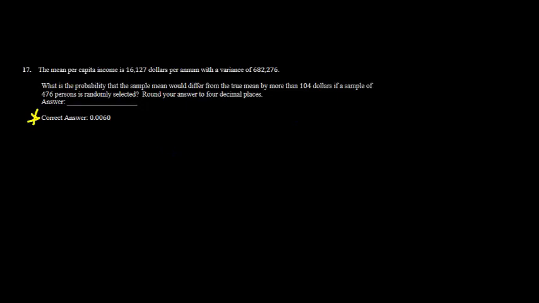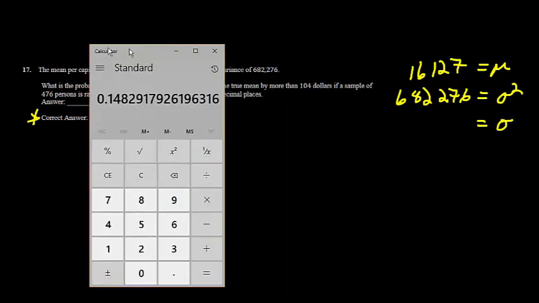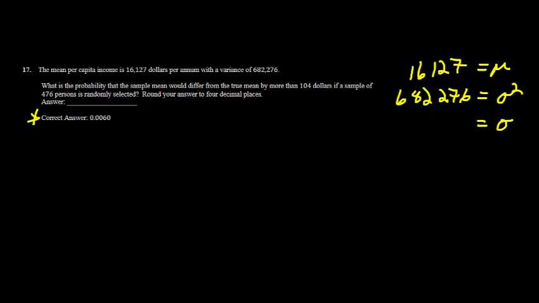The mean per capita income is 16,127. That's my mu. Oh, I'm doing it backwards. With a variance of 682,276. That's sigma squared. Let's go ahead and just calculate sigma as long as we're here. The square root of 682,276 is 826. Clearly somebody's done this one before.